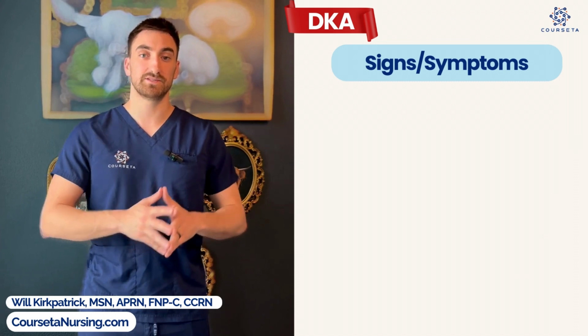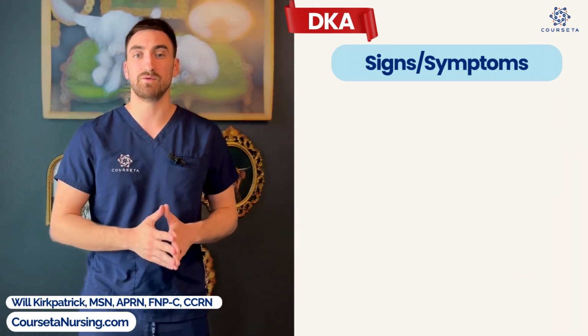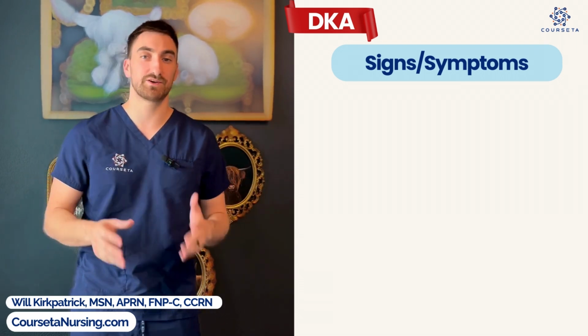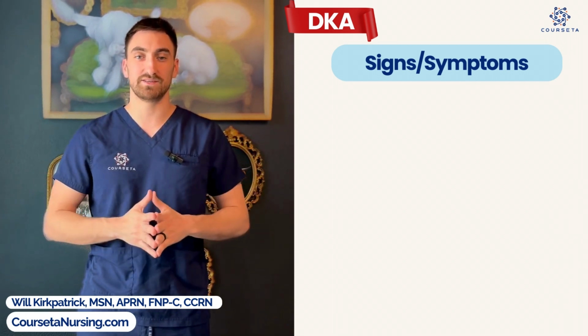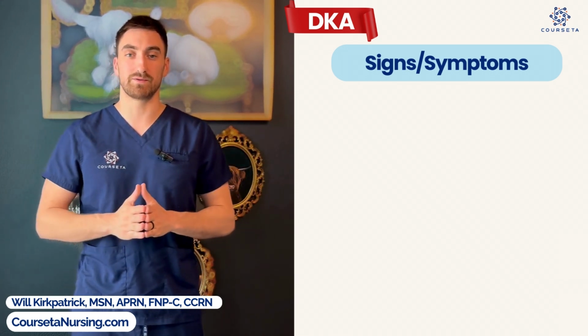Now let's talk about the differences between DKA and HHS signs and symptoms. First, starting out with DKA. So diabetic ketoacidosis. What are your signs and symptoms? Well, first of all, if we remember, it's hyperglycemia. That's your main sign and symptom. It's a hyperglycemia between 250 to 500 milligrams per deciliter.